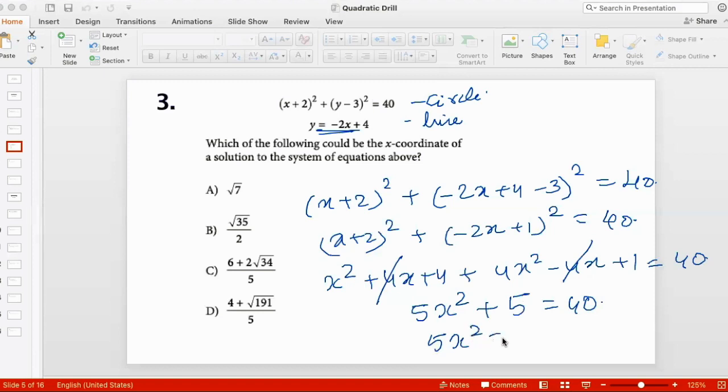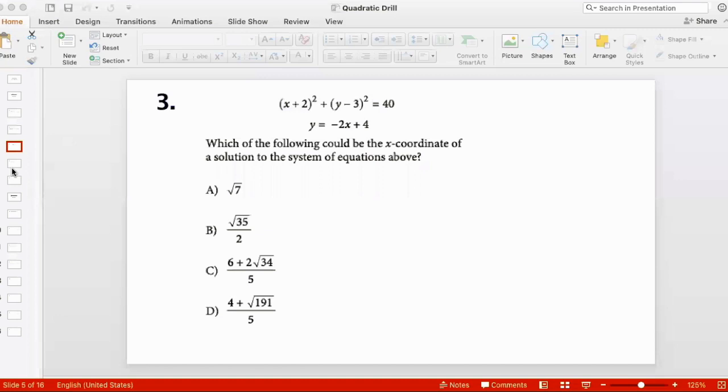So 5x squared is 35. x squared is 7. So x is plus minus root 7. So from the options, the answer is option A. The x coordinate of a solution is root 7.